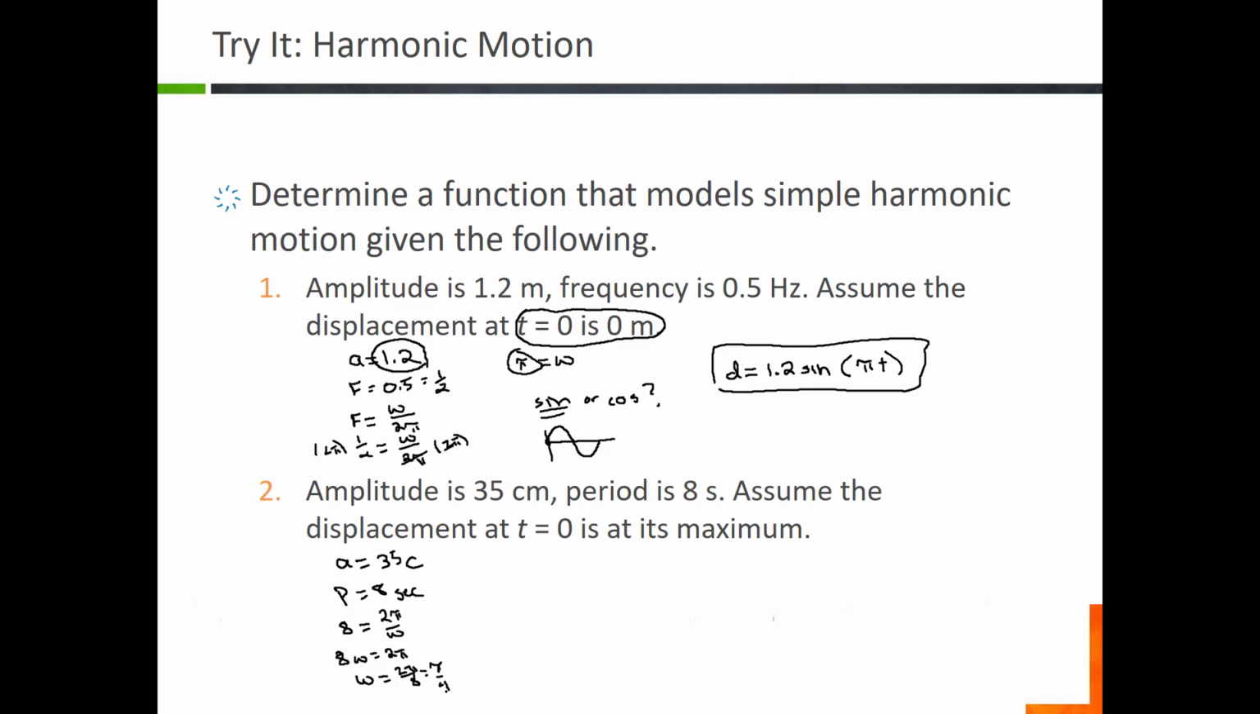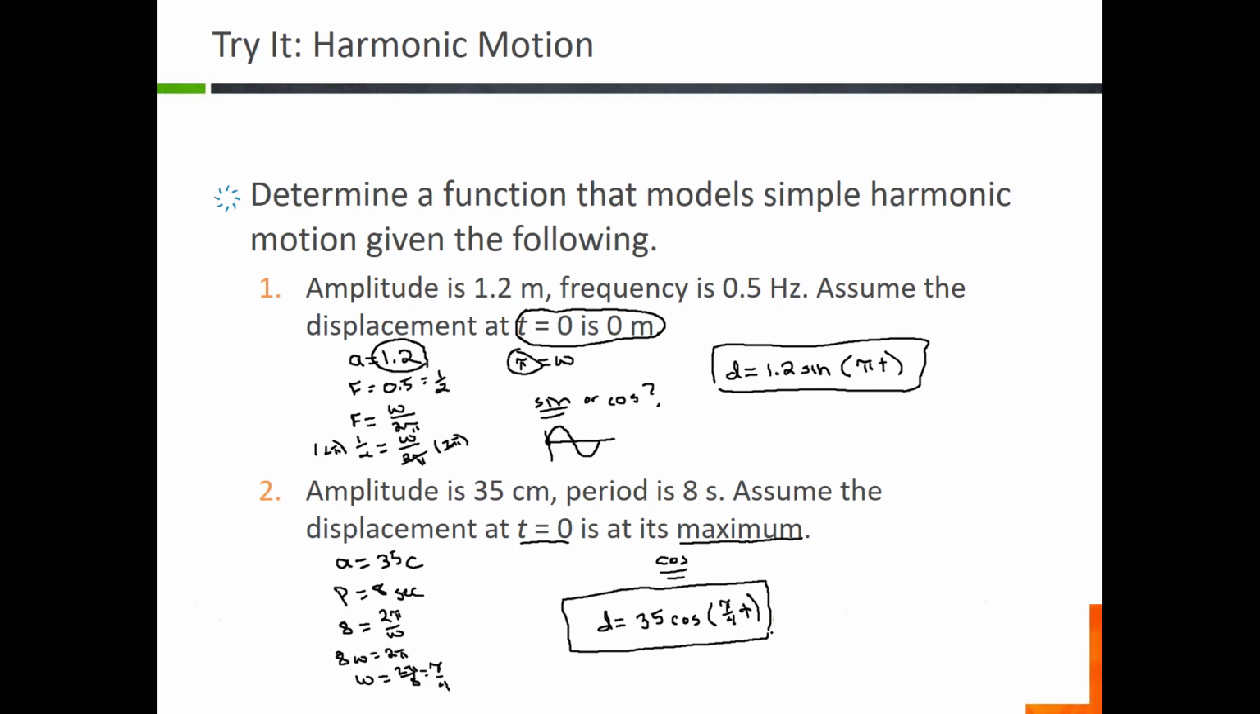So we have A, we have omega, we just need to figure out, is it sine or is it cosine? And again, the problem tells us that at the starting point, at t equals 0, the displacement is at its maximum. So the object is at its highest point. And that means we are looking at cosine. All right, so we have displacement is equal to 35 centimeters times the cosine of pi over 4 t. And so that would be our displacement function.